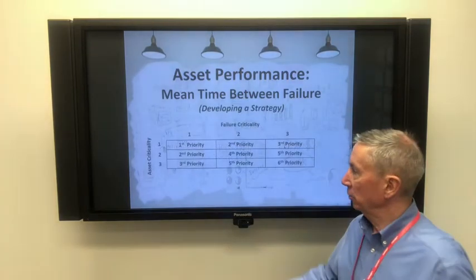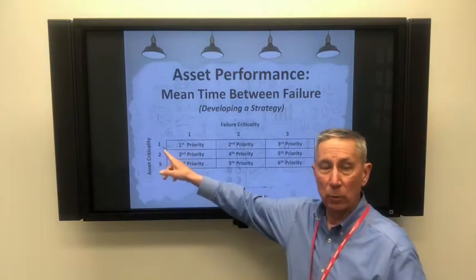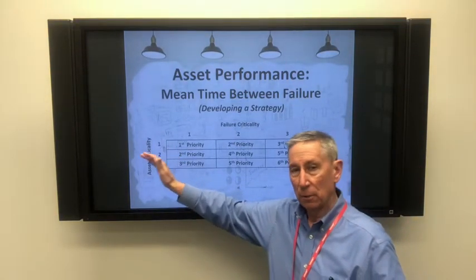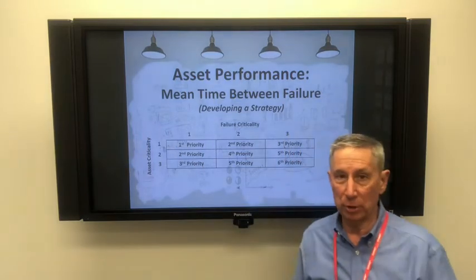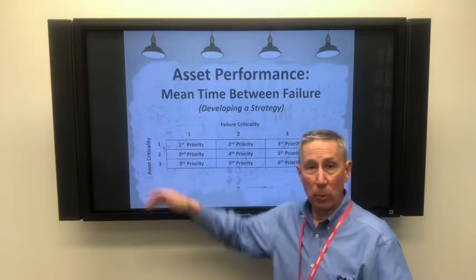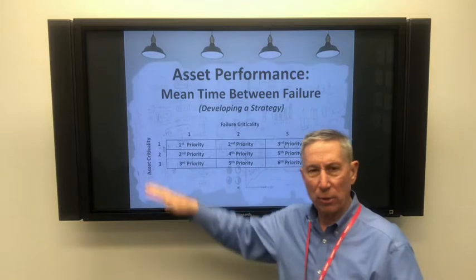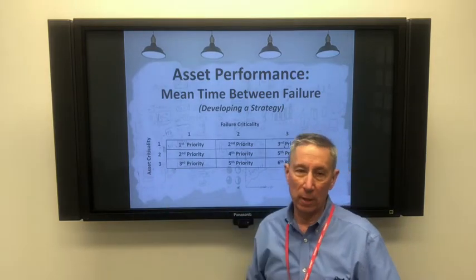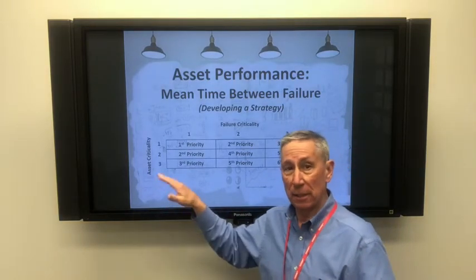So here's a little picture. You can see we've labeled criticality 1s, 2s, and 3s. Criticality 1, assets go down, they shut the plant down. 2, very important. 3, not so important. And you can use whatever criticality labels you want. It's not that important. The fact is that you need to know that.